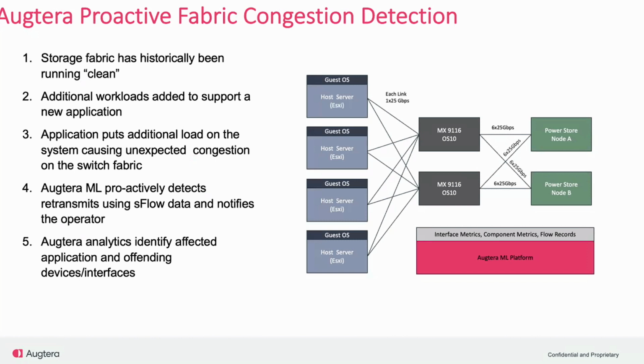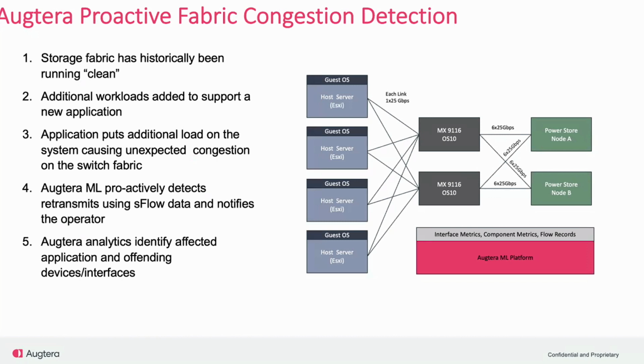Now, the scenario is things are running well. As happens, they added a new workload to support a new application. This application puts a load in the system, and the expectation is this new load will be fine. But of course, things aren't always fine in the real world, and we get a bunch of unexpected congestion. We detect this using retransmit data from sFlow, so we're passive in the network. We notify the operator.